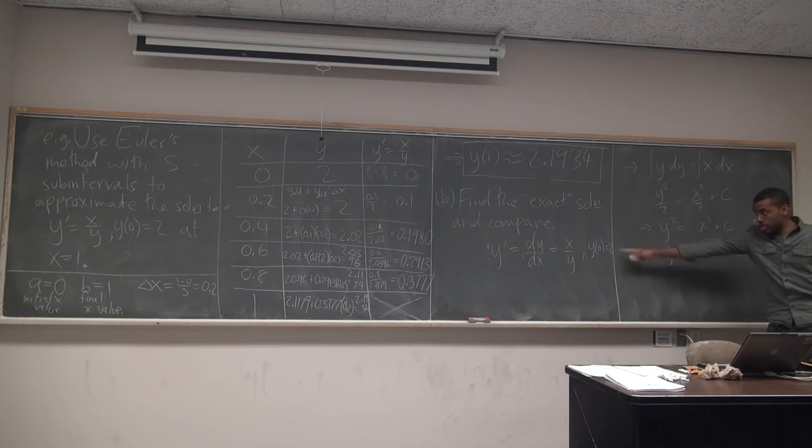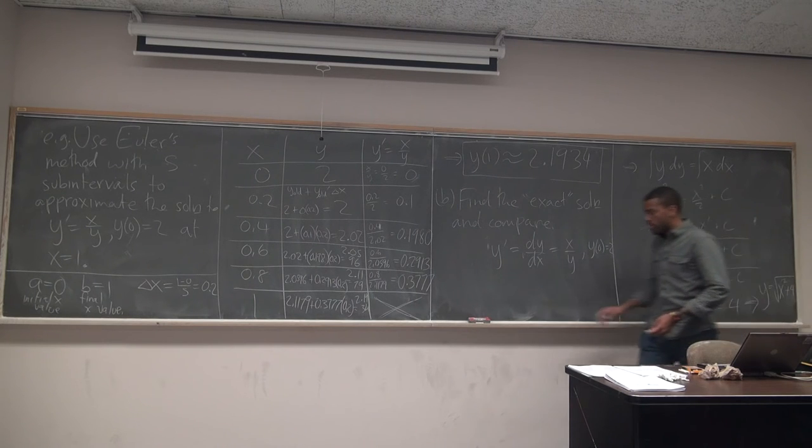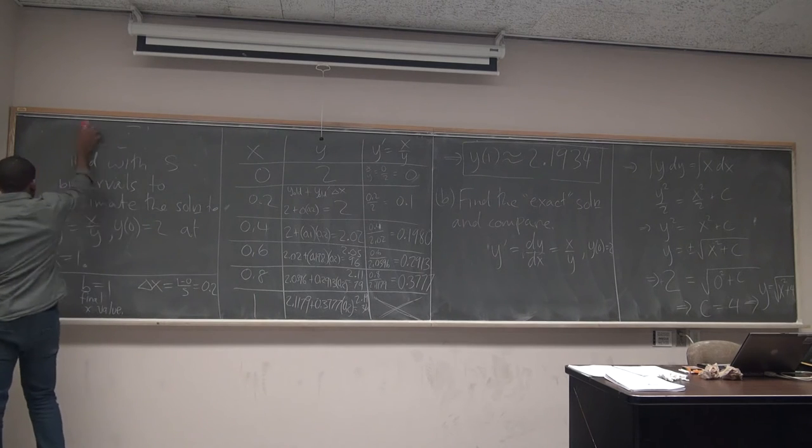Plus c is not good enough because I have an initial condition, so what am I going to do? Plug it in. What goes here? 2. Now notice this is a positive 2, which means I'm going to take the positive radical. I'm going to ignore the negative. Positive 2 is equal to, x is 0, so I'm going to plug in 0 squared plus c, which means that c equals 4. So that means my y is equal to the square root of x squared plus 4. Now if I plug in y of 1, that's actually just radical 5, right? What is radical 5 when you plug it into your calculator?